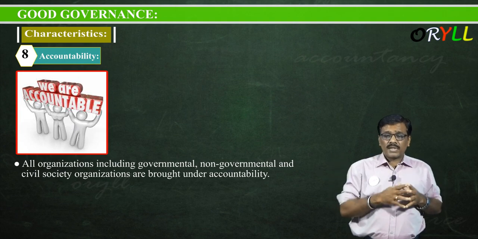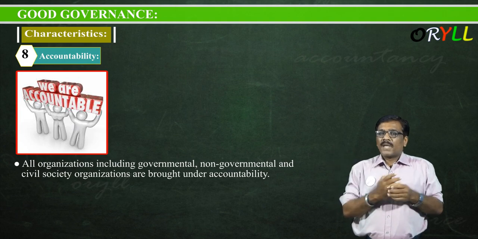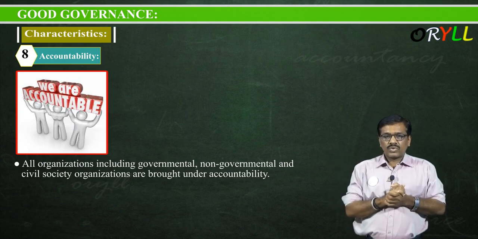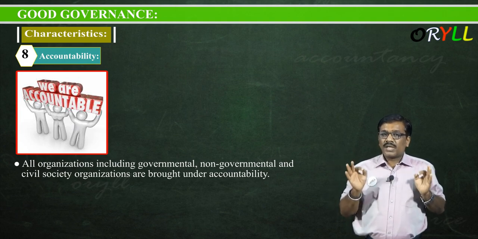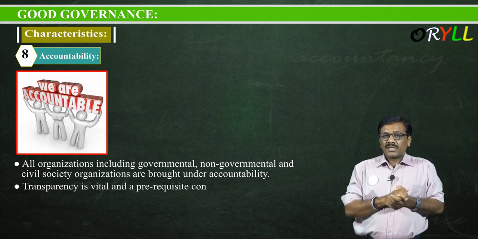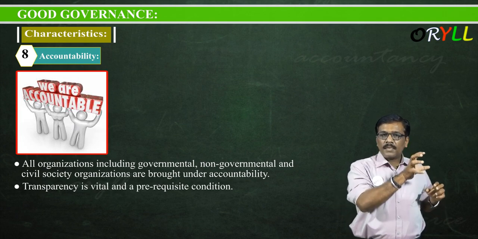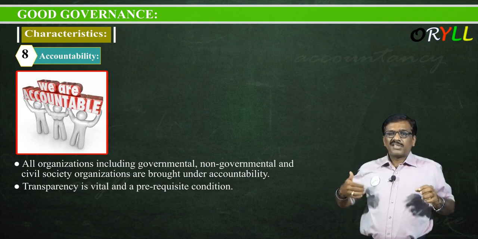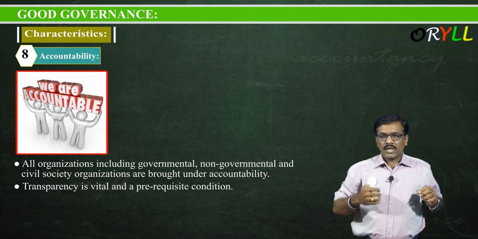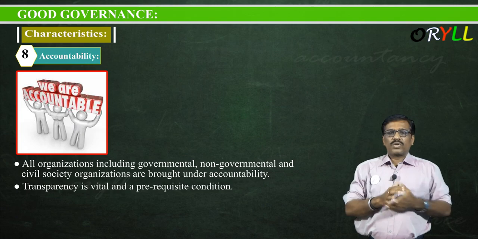You are accountable for that. If you don't pay, they'll give a notice for that. You will be imposed a fine or something like that. So everyone is accountable in a democratic structure. Transparency is vital and a prerequisite condition. So what is this? If you want to ensure accountability, what is the prerequisite condition? There should be absolute transparency. Whatever is happening, you should know. Then only you can hold someone accountable. Thank you.